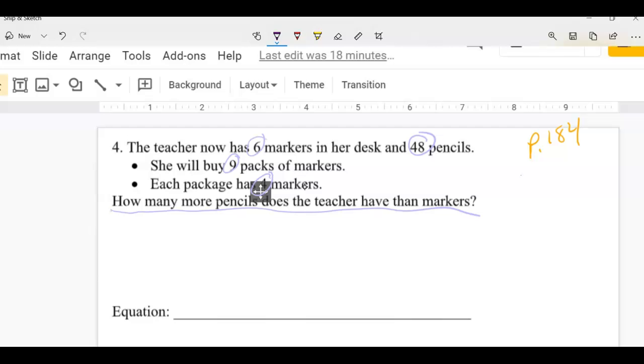So one operation that you can use is multiplication. 9 times 4 is 36. That's going to be 36 markers.